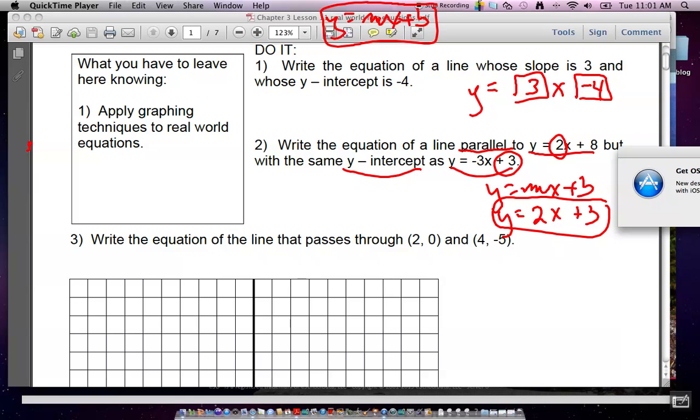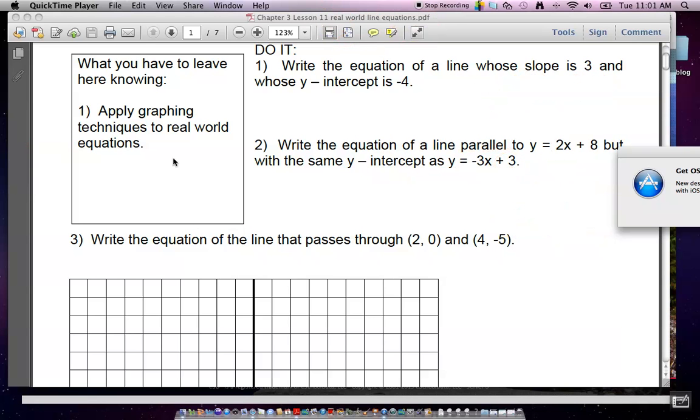Now, how many people got both of those right? How many people got 1 right? Okay, so we're looking pretty good. All right, now, number 3 says to write the equation of a line that passes through (2, 0) and (4, -5). This is an important question because it's going to relate a lot to what we do today. And what we do today is really where this has been heading all along, okay?